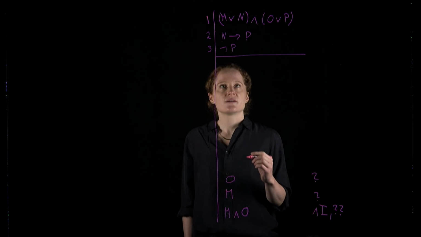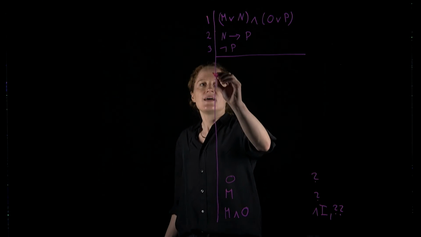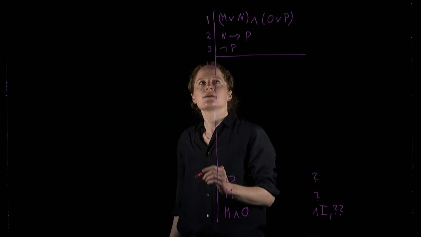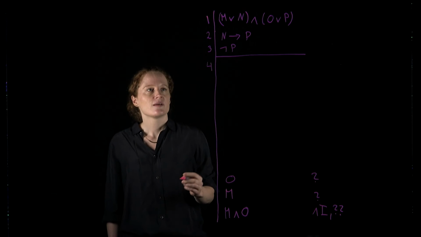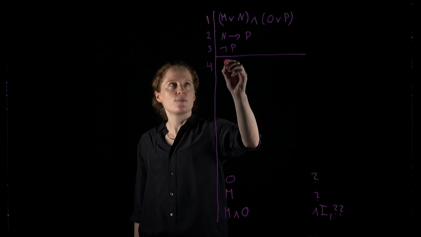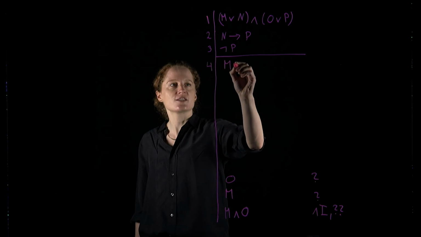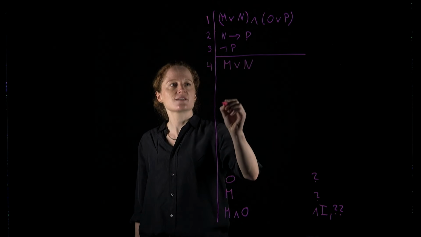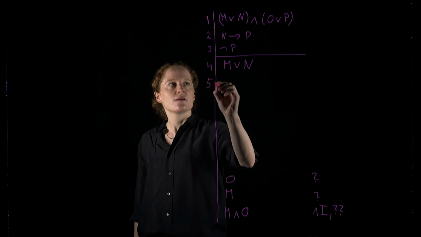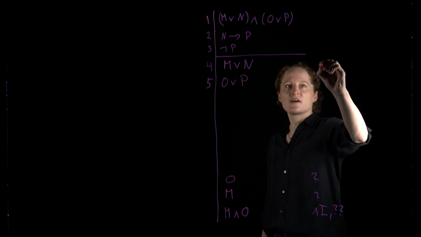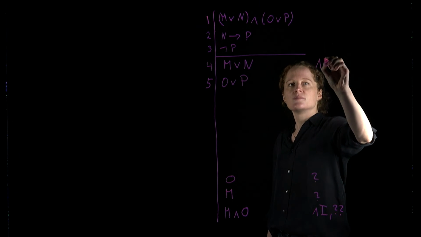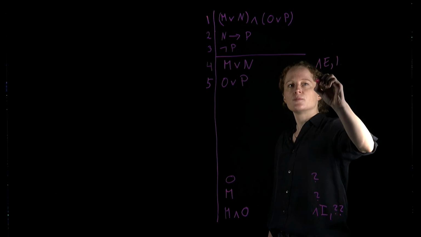Well, now I'm gonna look at what I have and apply some forward planning. So my first premise is a conjunction, and I'm just gonna go ahead and apply conjunction elimination to infer both conjuncts, M or N and O or P. I can justify this by citing conjunction elimination as applied to line 1.